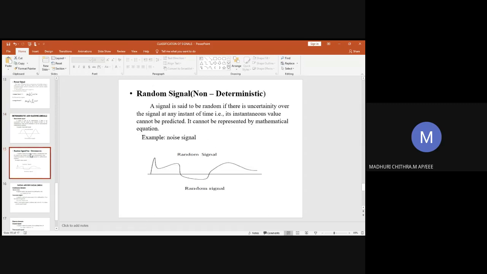Random signals. Random signals means there is uncertainty over the signal at any instant of time. That is, instantaneous values cannot be predicted and cannot be represented by a mathematical equation. For example, noise signals. Are we able to find the mathematical equation for noise? It's very difficult. So it's a random signal, also known as a non-deterministic signal. Mostly we don't have problems on random signals, only on deterministic signals.